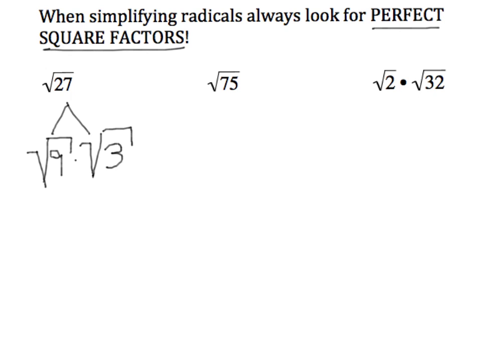Square root of 9 is 3. And the square root of 3 is not a perfect square, or 3 isn't a perfect square, so I'm just going to bring down my square root of 3. So my final answer is 3 times the square root of 3.